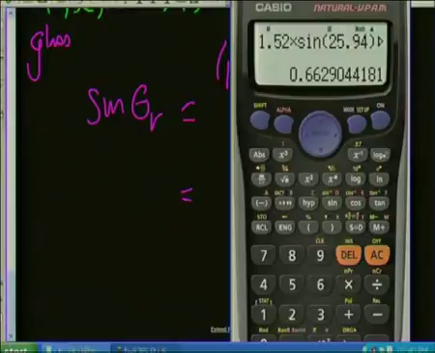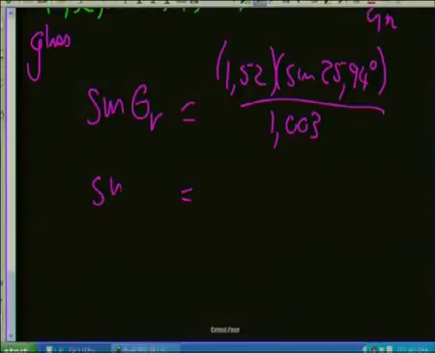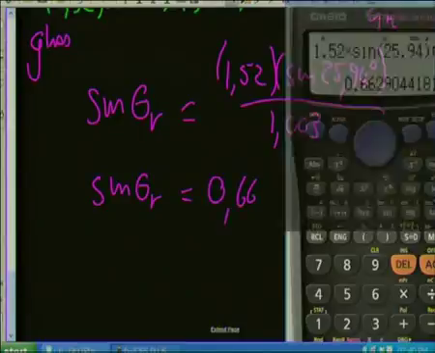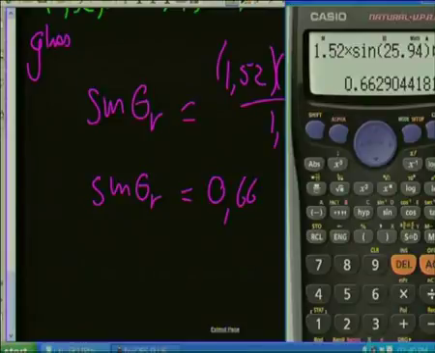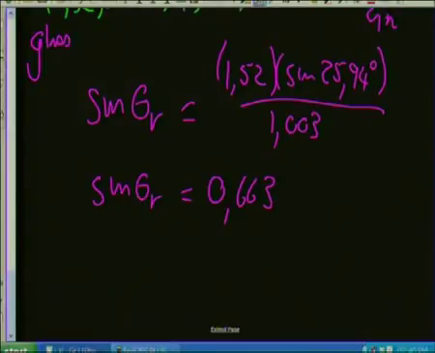So we don't just want to know what sine theta is, we want to find the angle. Let me write this down first of all, and then we'll come back and find the angle. So we can say sine theta is equal to 0,663. I'm going to write it as 0,663 and leave it like that.